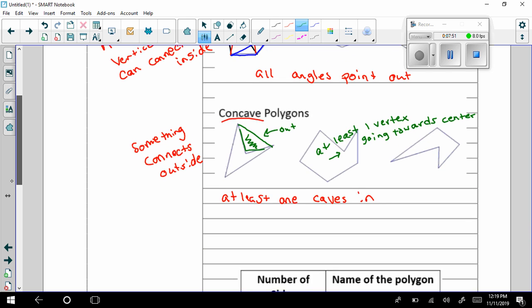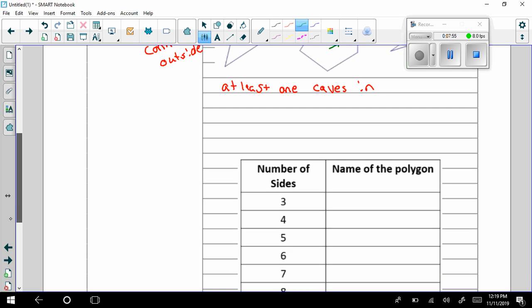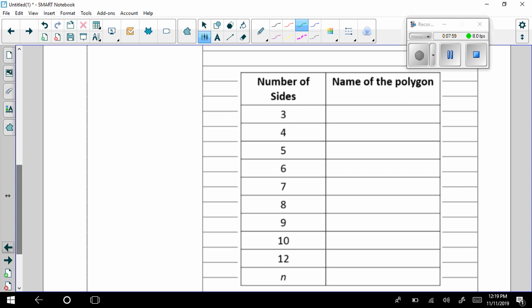Okay, so convex, concave. We will work mostly with convex shapes, but make sure you know the difference. All right, so every polygon has a name. Three sides we know is a triangle, tri meaning 3. Four sides are quadrilaterals.